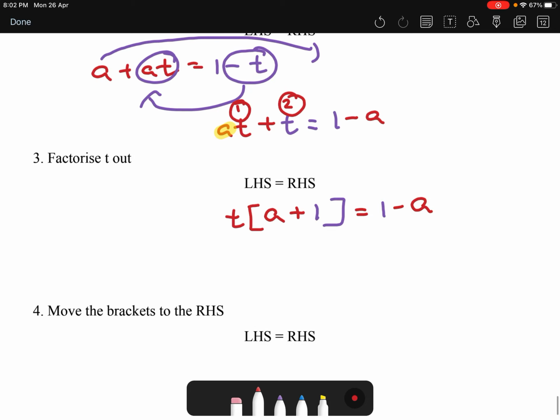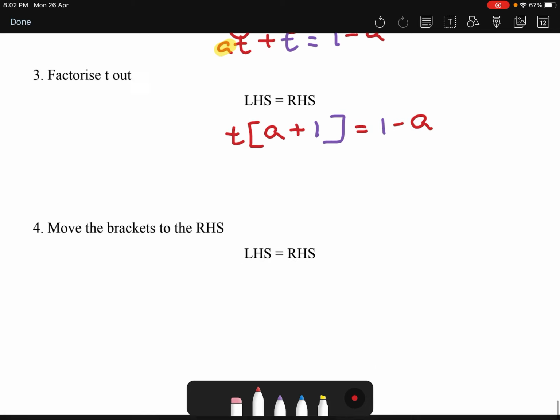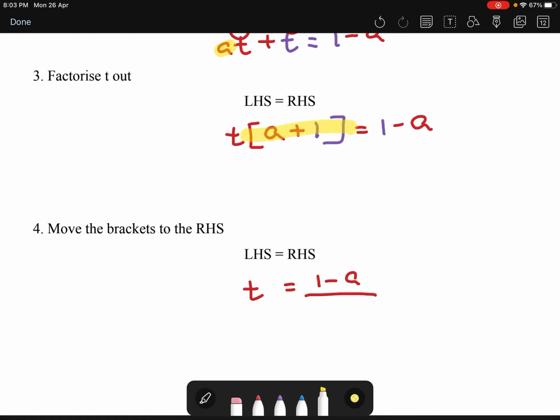So now move the brackets to the right hand side. That's the last step, final step, before we call it a day. My left hand side remains as t, and my right hand side is 1 minus a. Put a here, so this is bracket a plus 1. You move everything to the right hand side. Remember, in between there's an invisible multiplication sign, so when you move, it becomes divide. So you divide by a plus 1.